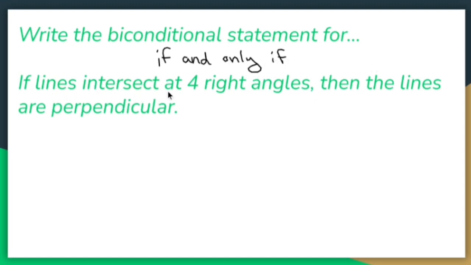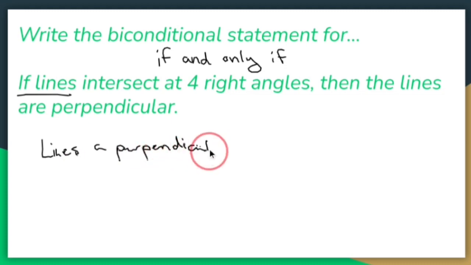Well, lines intersect at 4 right angles. If that happens, then the lines are perpendicular. Okay, well, here's my if. So that's actually going to be my second part of the sentence. My first part of the sentence is: lines are perpendicular if and only if they intersect at 4 right angles.